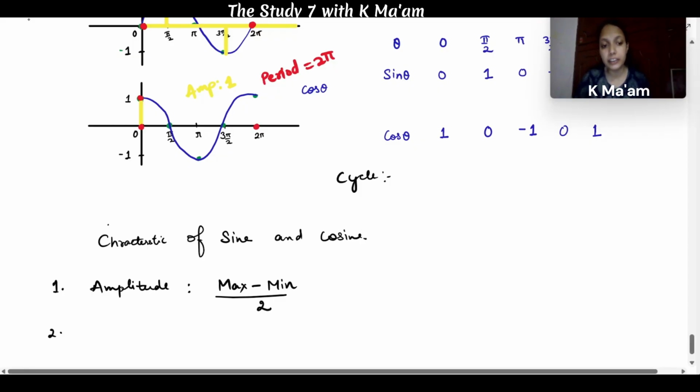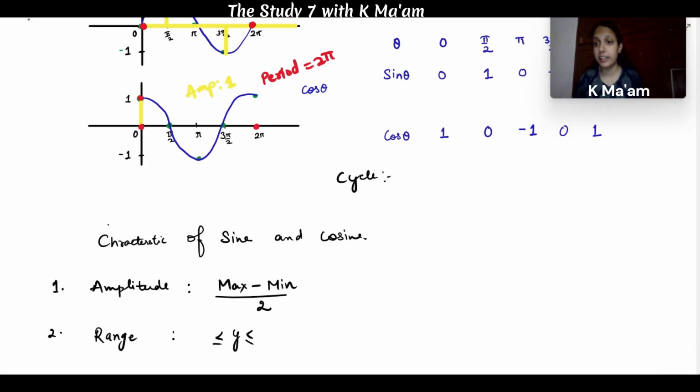Next is range, the range of the function. Range means the y values. What are the y values this function is attaining? It can take a minimum of -1 and a maximum of 1 here. So minimum -1, maximum 1, and all values between them also.